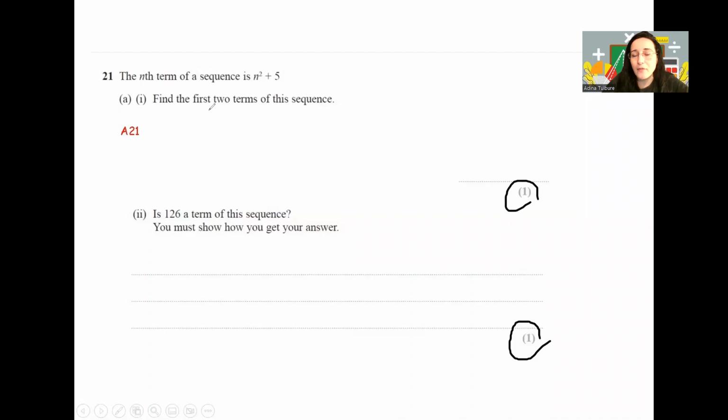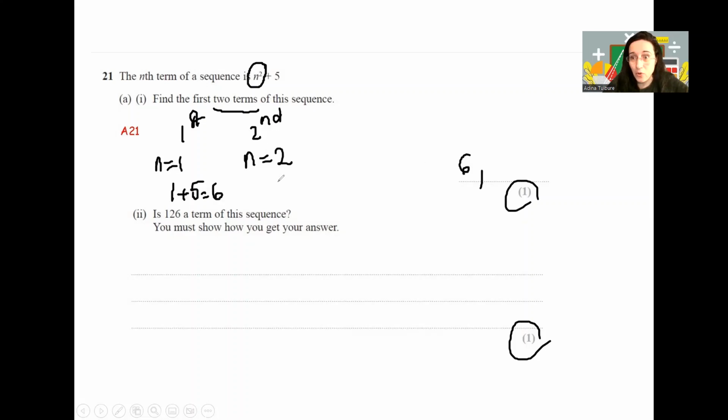It says find the first 2 terms of this sequence. So the first term and the second term. This means when n is 1 and when n is 2. When n is 1, n squared is 1, plus 5, that's 6. So the first term is 6. The second term, when n is 2, is 2 squared plus 5. 2 squared is 4, plus 5, that's 9. So the second term is 9.